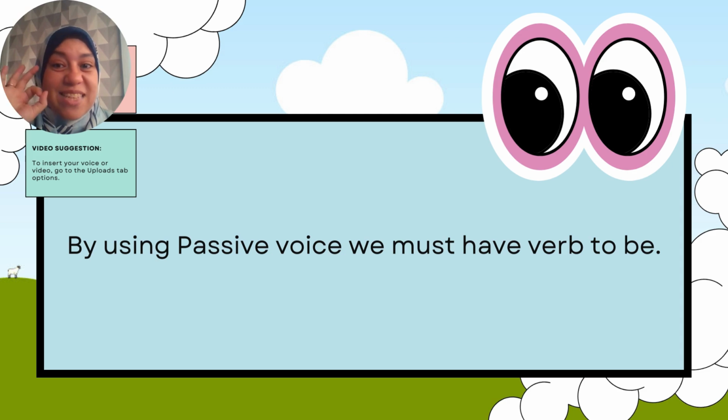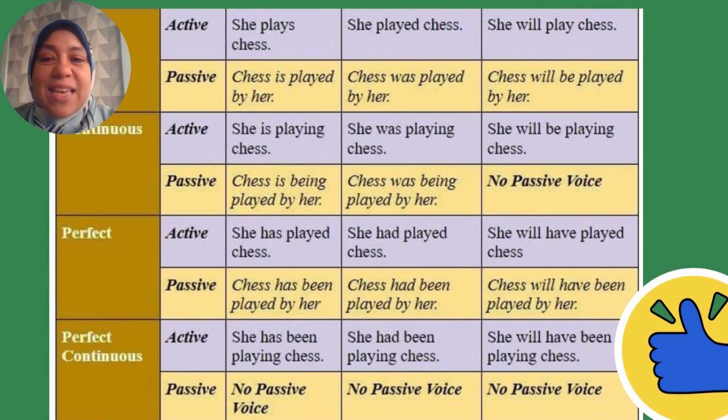So here, it's very important to note. By using passive voice, we must have the verb to be. So we have four forms of the verb to be: infinitive form as be, present form like am, is, are, past form like was or were, and past participle form like been.